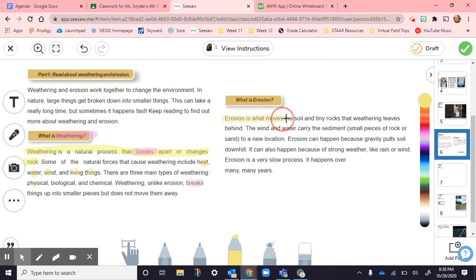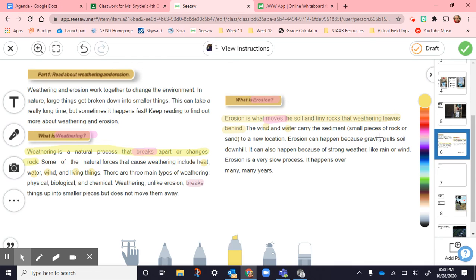So erosion is what moves the soil and tiny rocks that weathering leaves behind. Okay? So here, when you see erosion, you're thinking that movement. Remember, weathering breaks it, erosion takes it. So any kind of movement, that goes with erosion. So the wind and water carry the sediment, small pieces of rock or sand, to a new location.